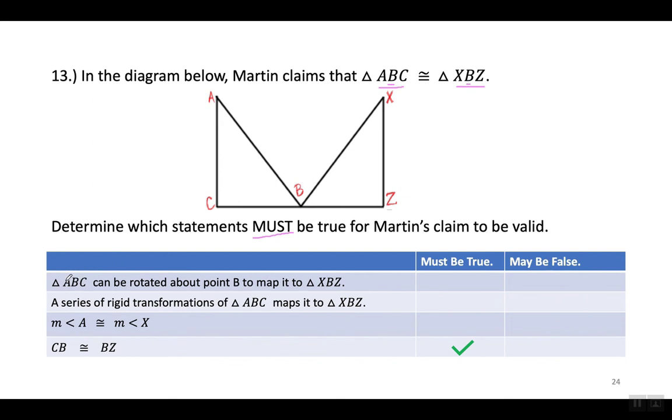The first one, triangle ABC can be rotated about point B to map it to triangle XBZ. So if you rotate triangle ABC around this point, is it possible to map it? That means put it exactly on top of triangle XBZ. Okay? So notice that this side is a right angle, okay? So we could have a visual aid here.